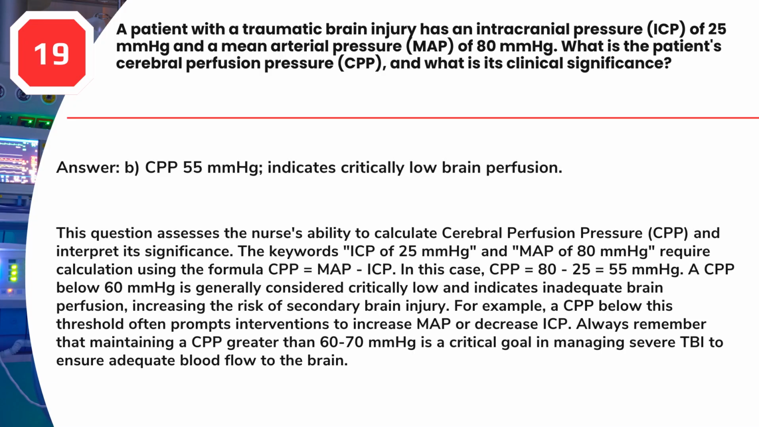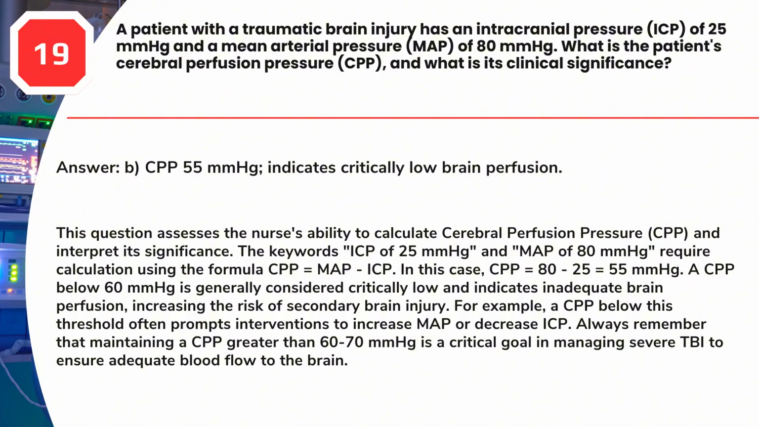Answer B. CPP 55 millimeters of mercury indicates critically low brain perfusion. This question assesses the nurse's ability to calculate cerebral perfusion pressure, CPP, and interpret its significance. The keywords ICP of 25 millimeters of mercury and MAP of 80 millimeters of mercury require calculation using the formula CPP equals MAP minus ICP. In this case, CPP equals 80 minus 25, which is equal to 55 mmHg.